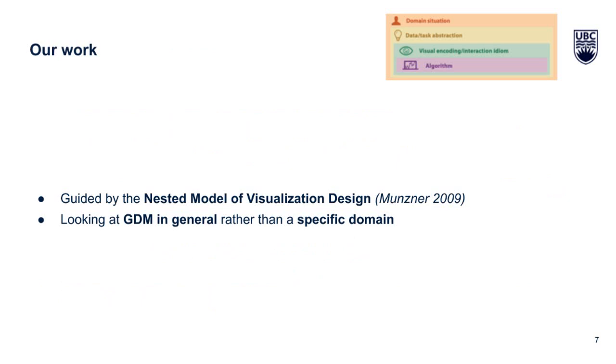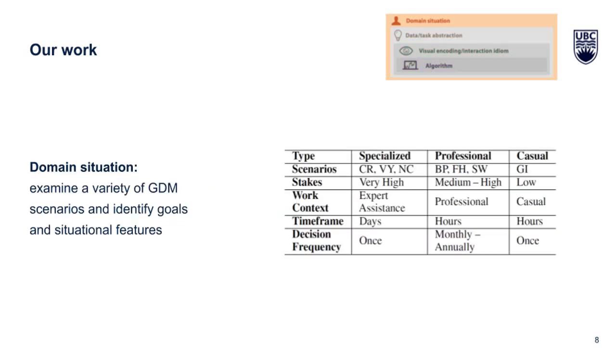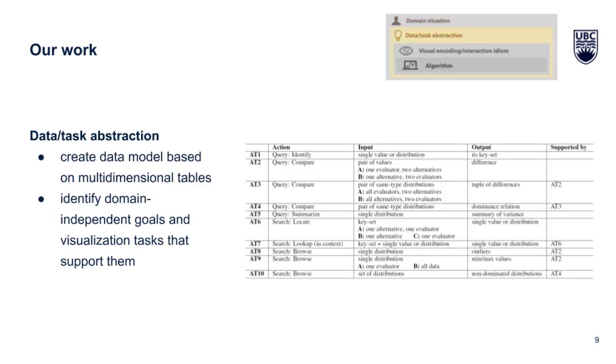Here we provide an overview of our work, which is guided by the nested model of visualization design. We note that the nested model is usually applied to problems in a specific domain. However, we are examining GDM in general due to underlying commonalities in GDM scenarios across domains. At the domain situation level, we examined 7 GDM scenarios from different domains and identified the decision maker's goals, as well as a number of domain-independent situational features that allowed us to categorize the scenarios.